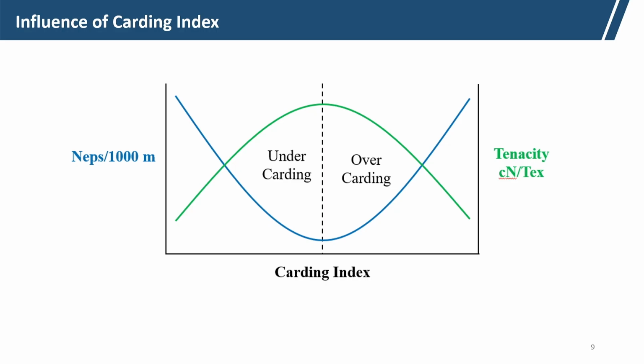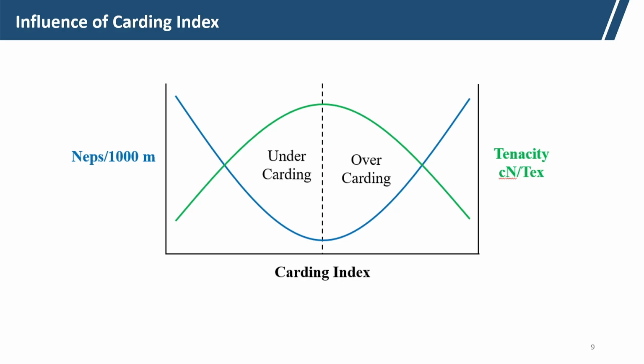Now, the carding index indicates the level of carding. On the x axis is the carding index, the blue line indicates the neps per 1000 meter, and the green line indicates the tenacity. If we increase the level of carding, the neps reduce gradually and become minimum, and the tenacity of the yarn increases, but it has some optimum value.